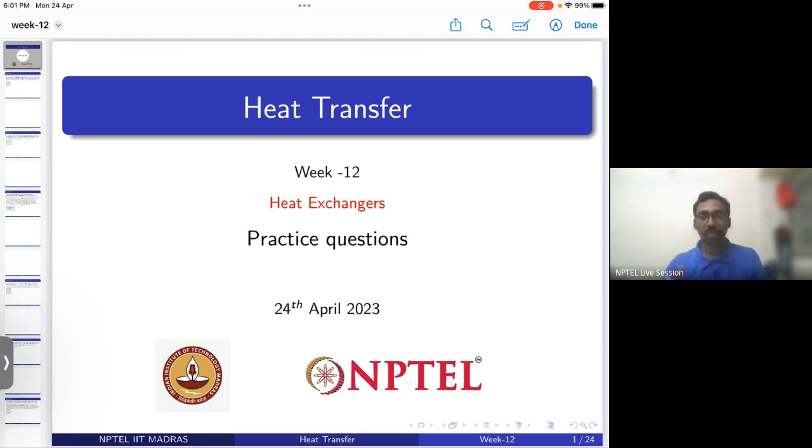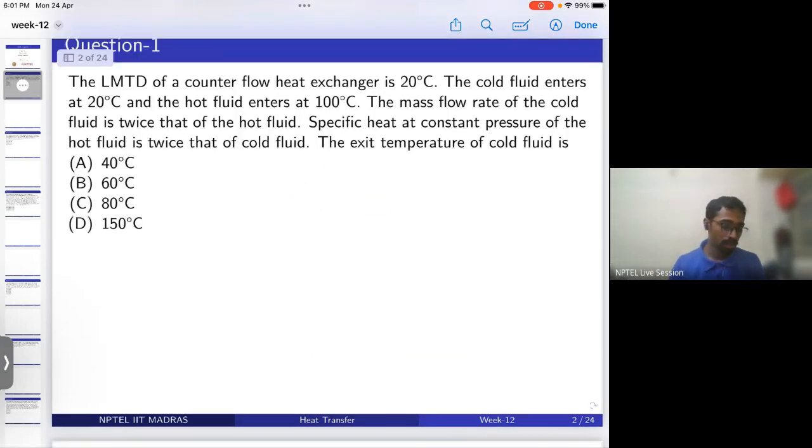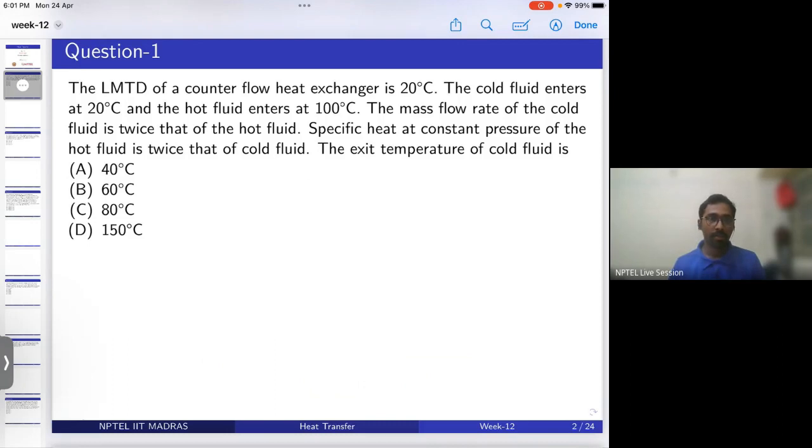Okay. So today we'll get started with the first question. The LMTD of a counterflow heat exchanger is given as 20 degrees Celsius. The cold fluid enters at 20 degrees and the hot fluid enters at 100 degrees. The mass flow rate of the cold fluid is twice that of the hot fluid. The specific heat at constant pressure of the hot fluid is also twice that of the cold fluid. So these are the given things in the question. You have to find out the exit temperature of the cold fluid. I'll give you some time to solve. After that, I will start.